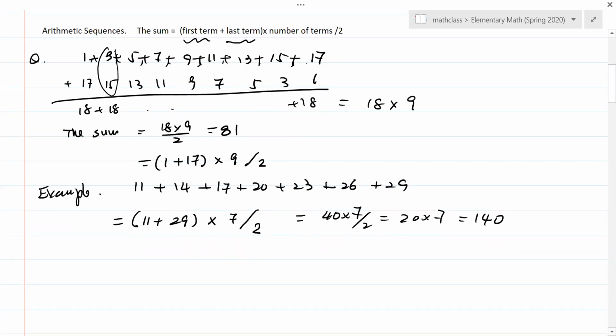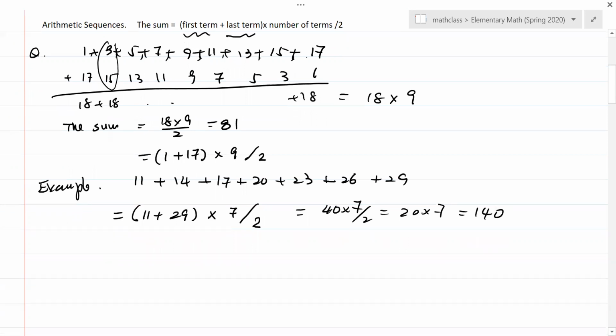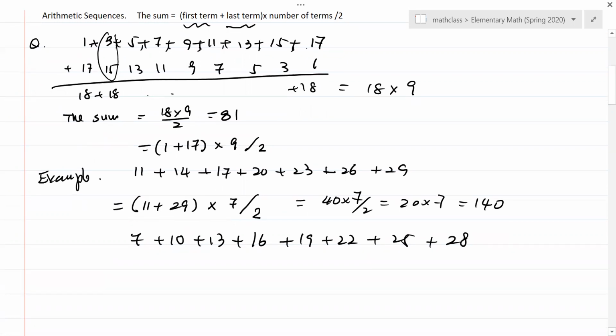Okay? So I can give you another one. I begin with 7, right? 10, 13, 16, 19, 22, right? 25, 28, okay? And how to add this together, okay? Can you do this?